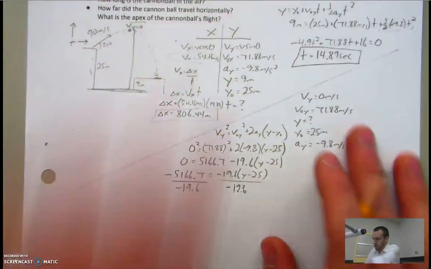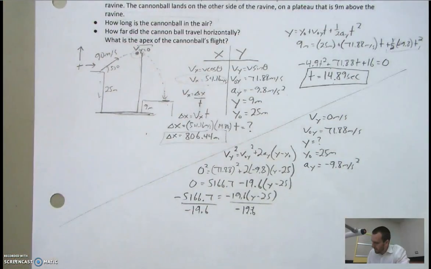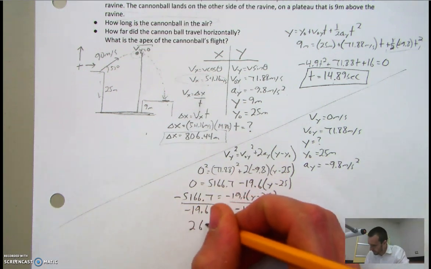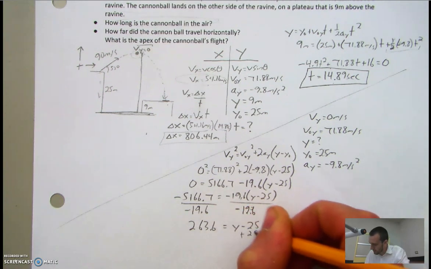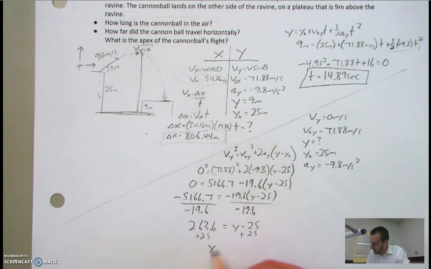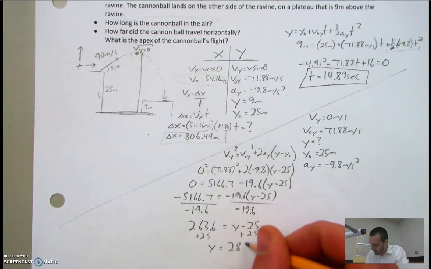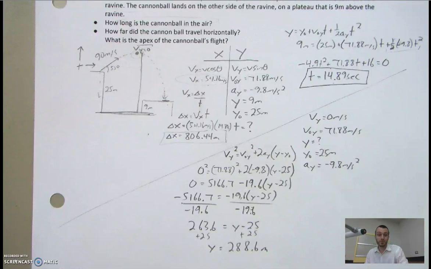I'm going to scoot our paper up just a tad so you can see the rest of this problem. And that's going to leave us with 5166.7 over 19.6. Leave us with 263.6 equals y minus 25. Add 25 to both sides. And it looks like our y, the highest height that we reached, again, we're referencing the bottom of the ravine for this one. Looks like the highest height that we reached was 288.6 meters. And now we've finished the projectile problem.